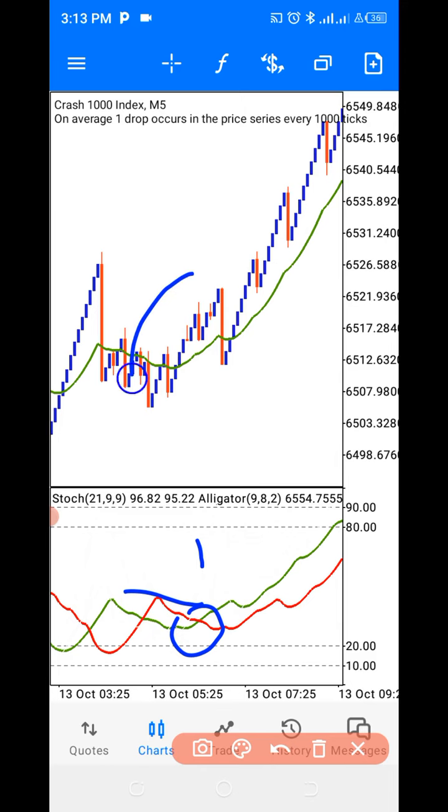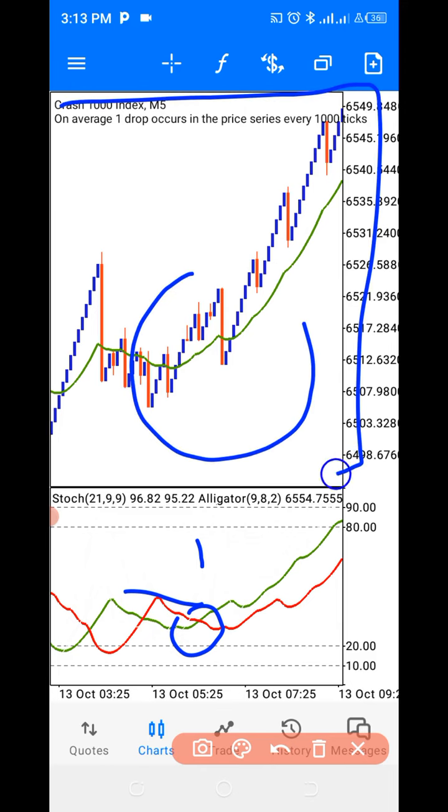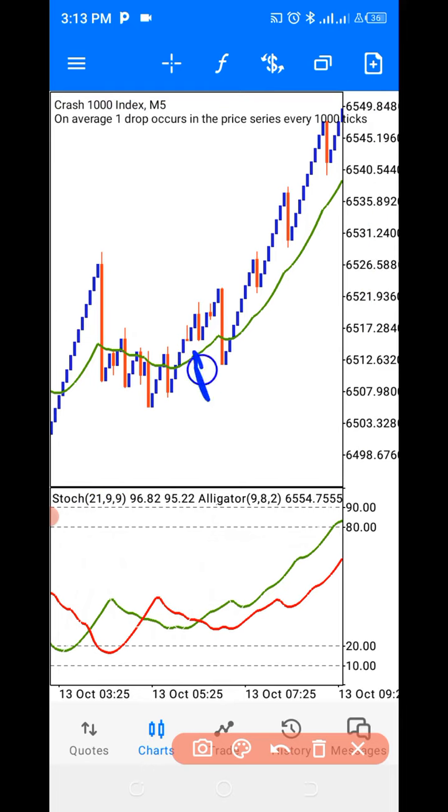The second confirmation is going to be coming on our main chart here. Price has to be above this green moving average that we have here, like this. Price has to be above it, right? So once price is above it, you can take your buy here. And while you are doing that, make sure the green moving average has actually touched the 20 level or the 10 level, as the case may be, for Crash 1000. So once the two confirmations are met, then you can take your buy.